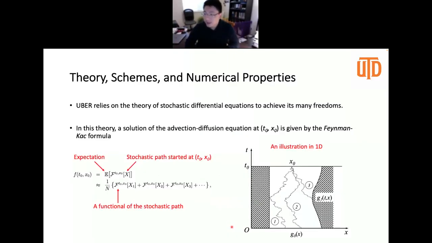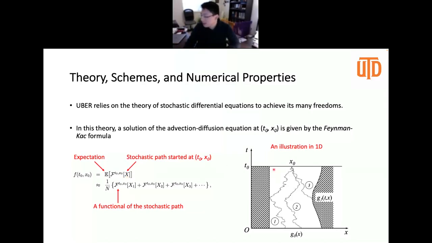The theory behind the UBA library is the stochastic differential equation theory. In this theory, a solution of the advection-diffusion equation at t0 and x0, where x is a spatial coordinate and t is time, is given by the Feynman-Kac formula written here. From right to left, the capital X stands for a stochastic path started at t0 and x0.